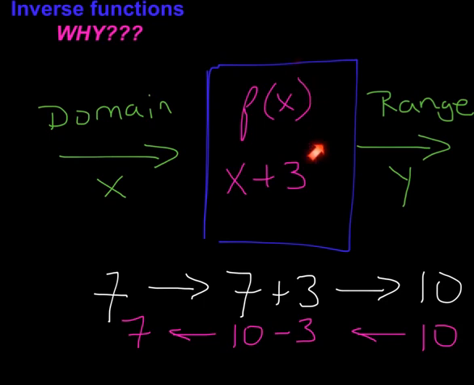So functions, even though they're going to be more complex than this, will have inverse functions. They will have opposite functions. It's basically the undoing of your output in order to get your input back out. Okay?